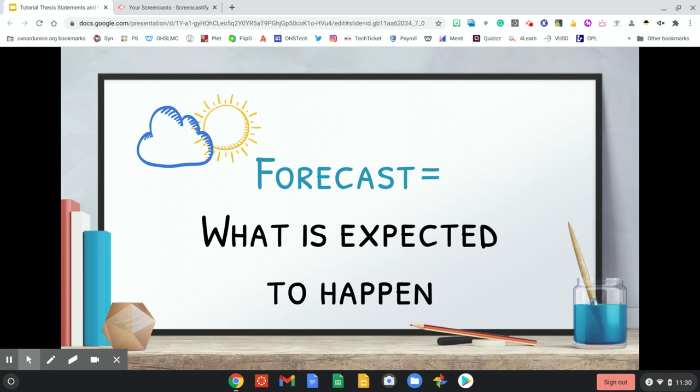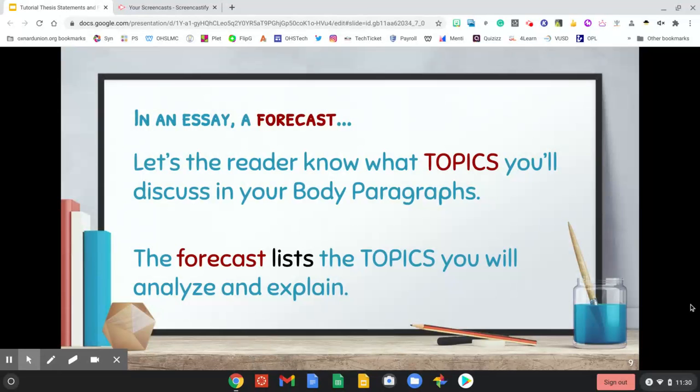The same thing is for an essay. A forecast in an essay tells the reader what to expect. In an essay, a forecast lets the reader know what topics you'll discuss in your body paragraphs. The forecast lists the topics you will analyze and explain. It's important to always give your reader an understanding of what to expect, hence why we introduce our argument, the thesis statement, and the topics we will discuss, which will be our forecast.